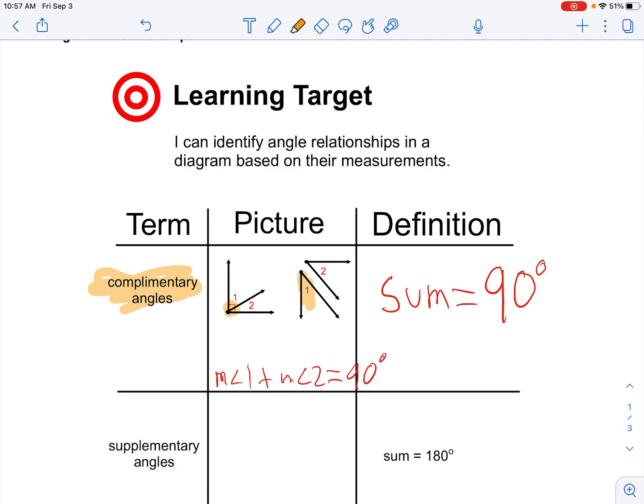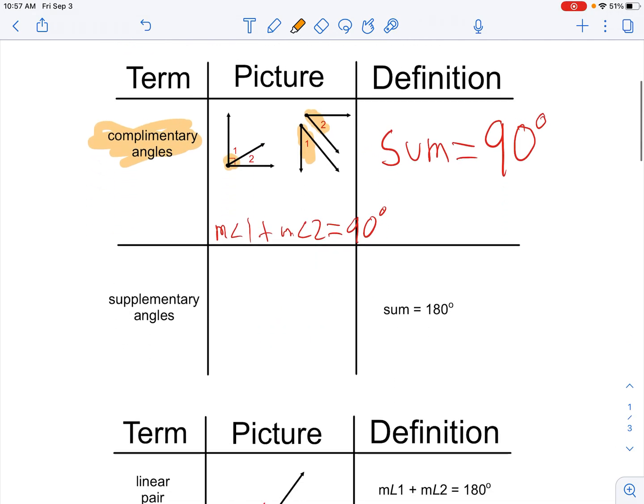Sometimes they may be apart, like these ones, okay? But again, if there were numbers in there, if it was 30 and 60, you would do 30 plus 60, which is still going to equal 90.